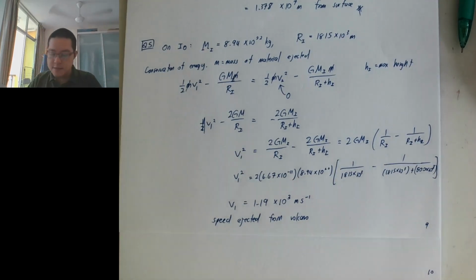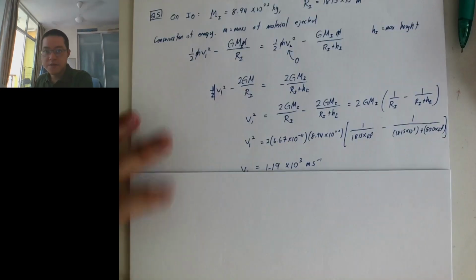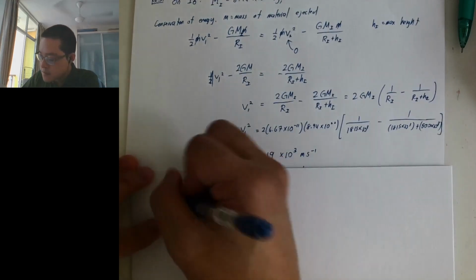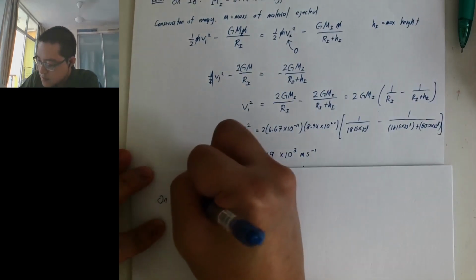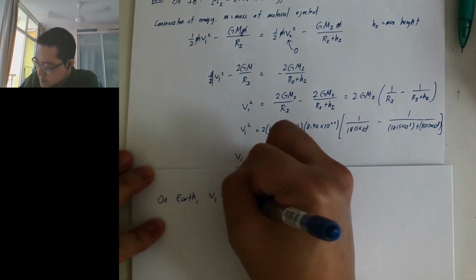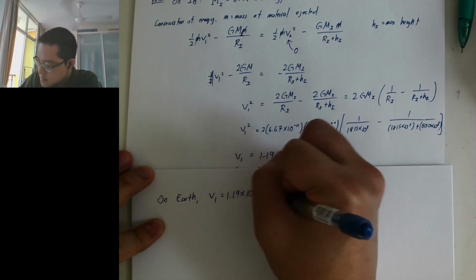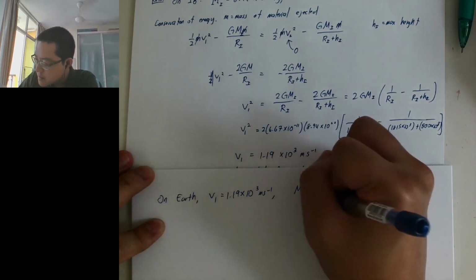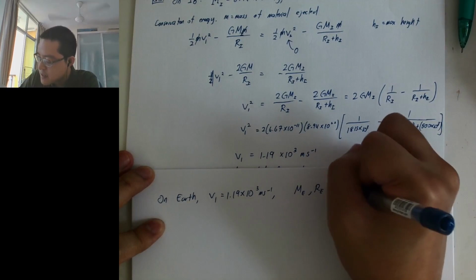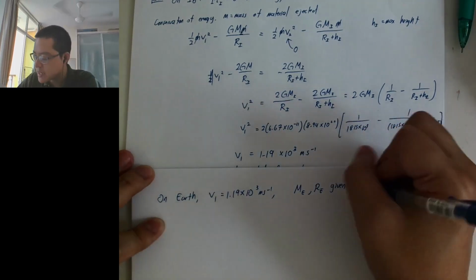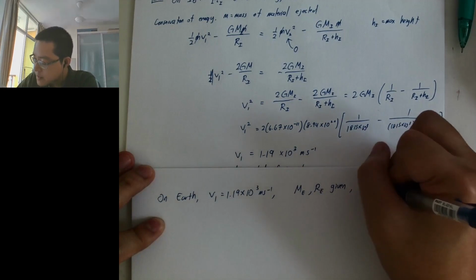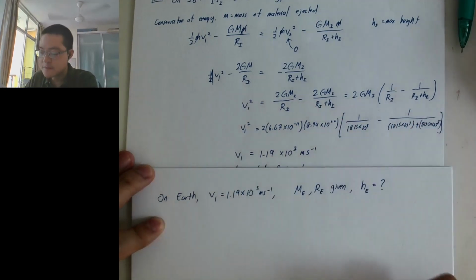Okay, so this is the speed that is being ejected from the volcano. So next, using this speed, if I take the same volcano and eject from Earth, how high can I go? Okay, so how high can I go? So for Earth, I'm going to use this, and then the mass of the Earth and the R of the Earth are given. I'm lazy to write so many things, you can check back just now. I want to calculate what is the height ejected from the Earth.